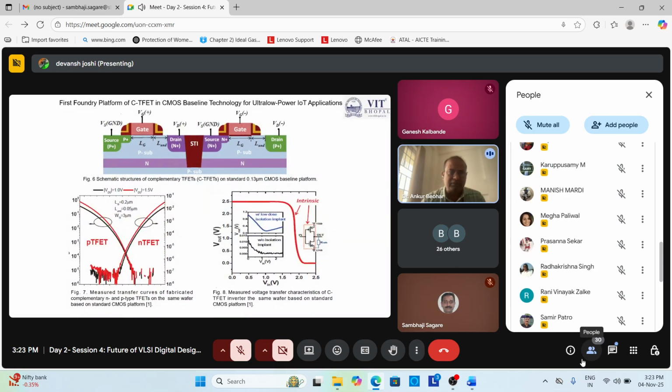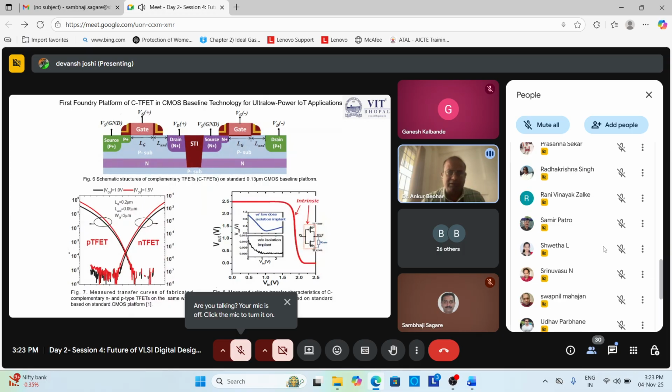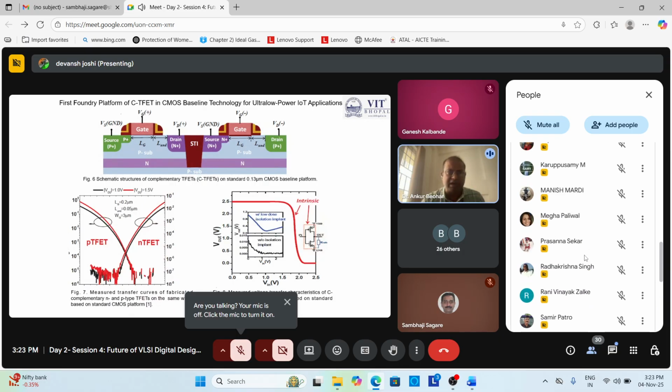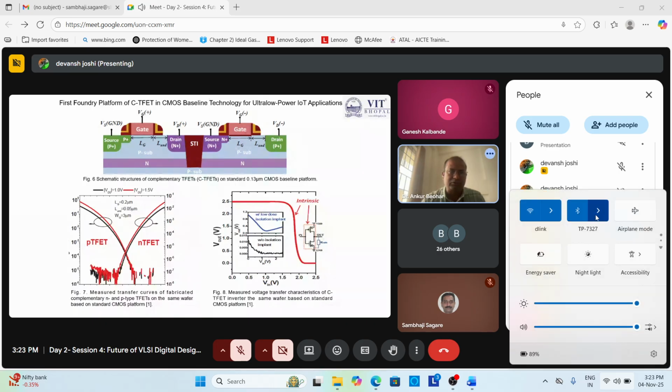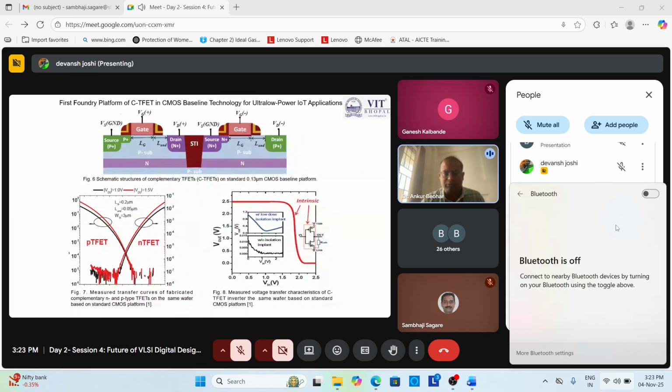Here you can see that it has been implemented in 130 nanometer, that is 0.13 micrometer, CMOS fabrication. This is the experimental section for the implementation of CMOS technology under ultra low power for IoT applications.